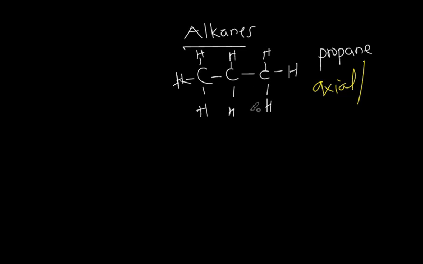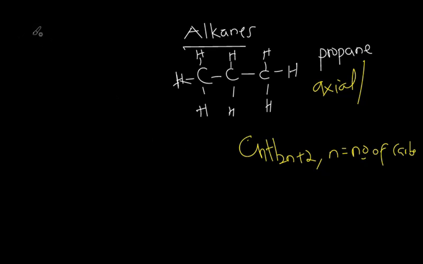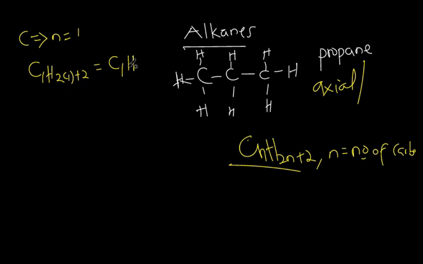So alkanes are saturated hydrocarbons, like I said, and they have the general formula CnH2n+2, where n is the number of carbons. So let's have, for instance, an alkane with 1 carbon, which implies n is equal to 1. Let's use the formula over here. So we have C1H2(1)+2, so it's C1 and H4, which is technically CH4.